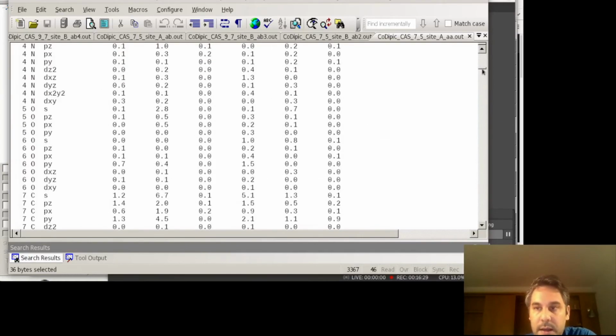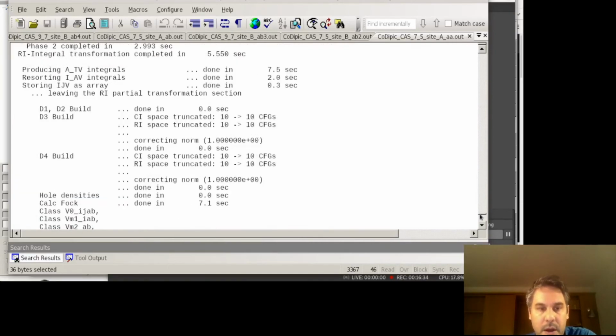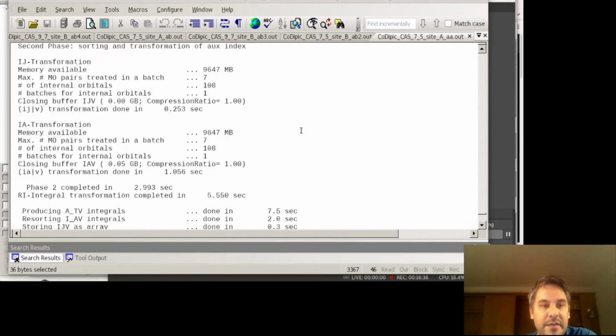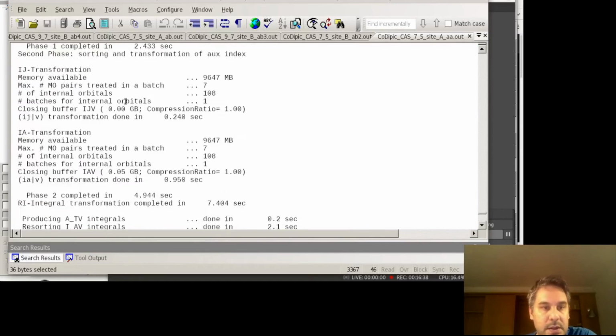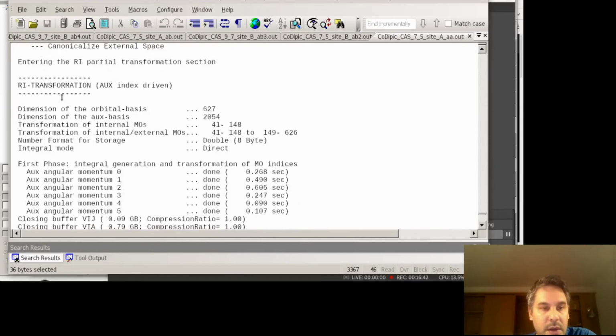And then after all the orbitals, I have the NEVPT2 part. So it starts at some point, and for each multiplicity and root, it does a correction of the energy.